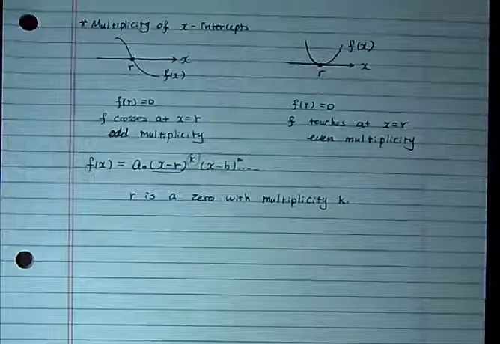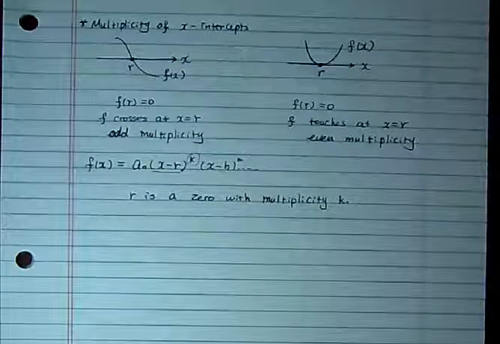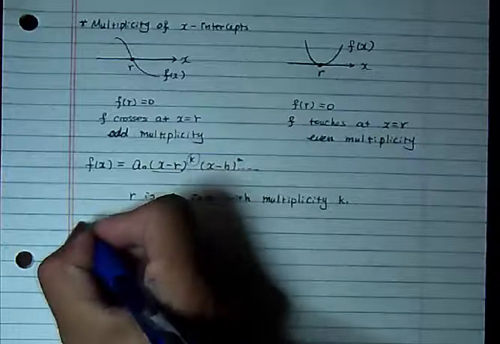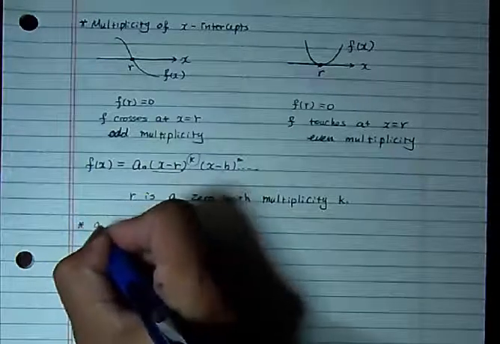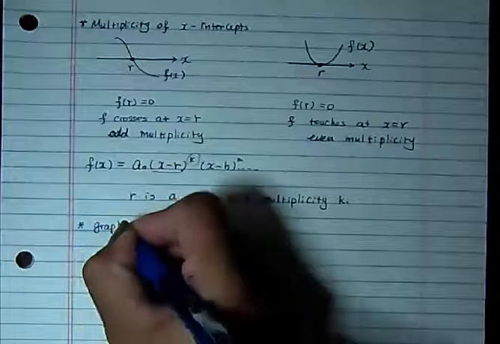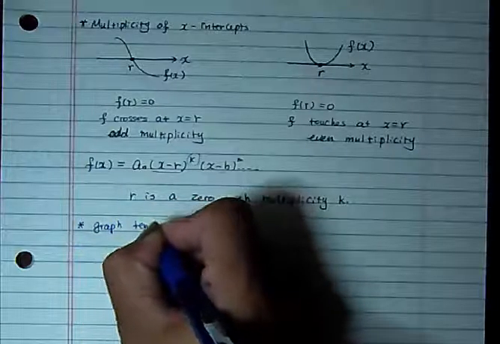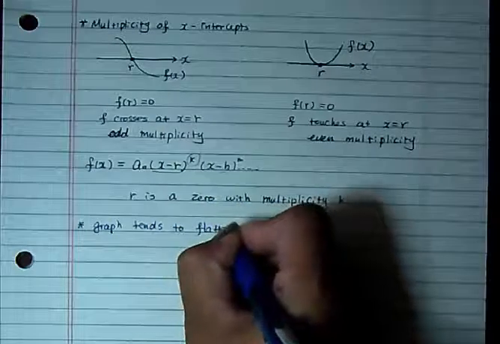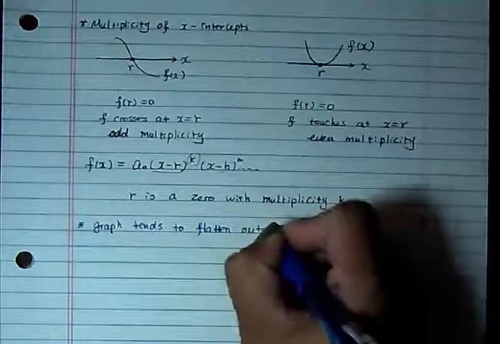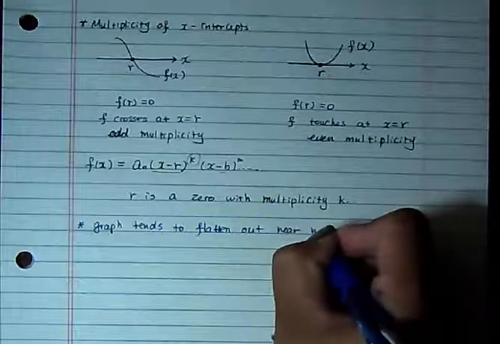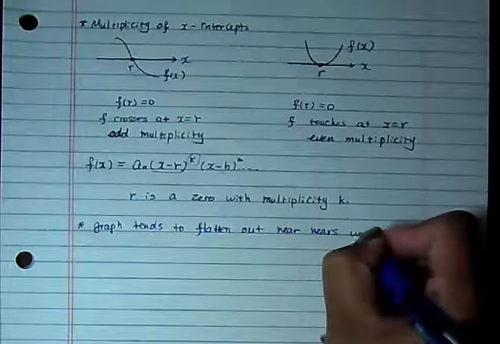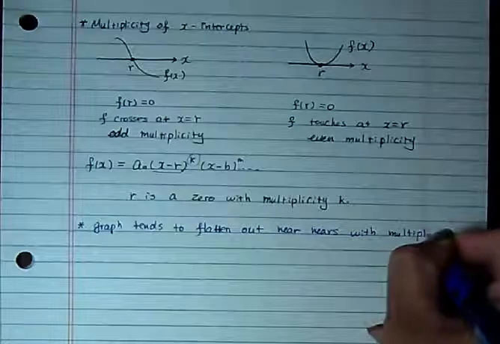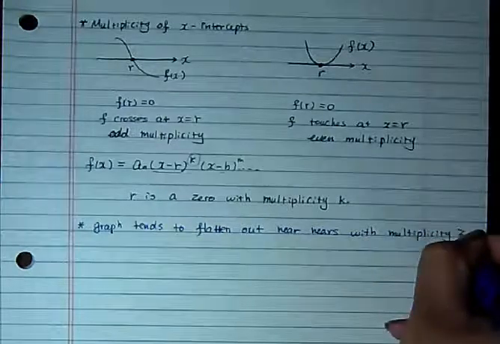Before I move on to the example, I wanted to give you another fact that's very important, that if your graph tends to flatten out near the zero, it is with multiplicity greater than 1. Okay.